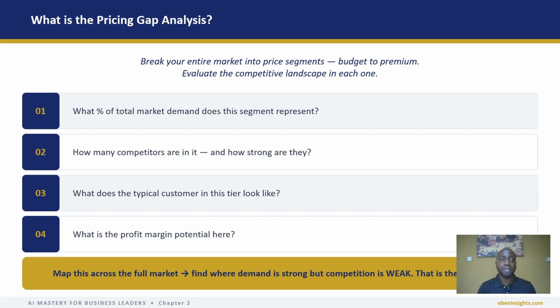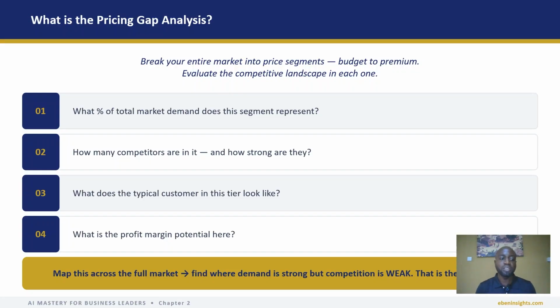So what is pricing gap analysis? Pricing gap analysis looks at your entire market and breaks it into different price segments, from the budget end all the way to the premium end. For each segment, you evaluate four things. First, how much demand exists in that market. Second, how many competitors operate and how strong they are. Third, who are the typical customers? And fourth, what is the profit potential within that segment?